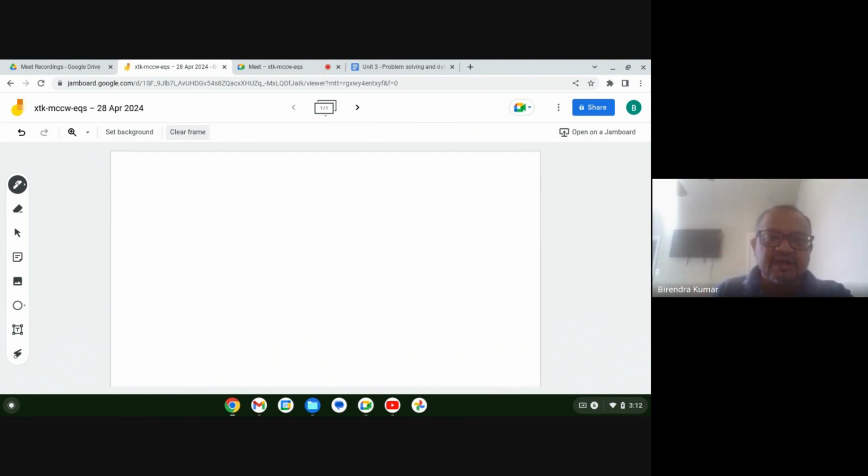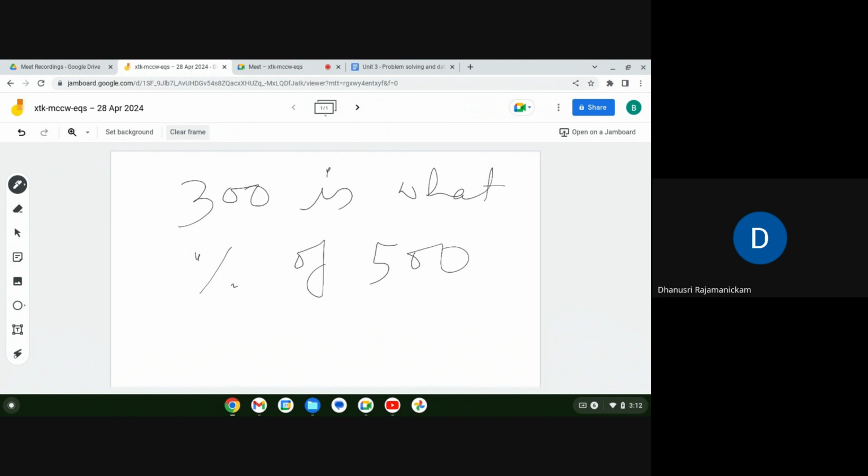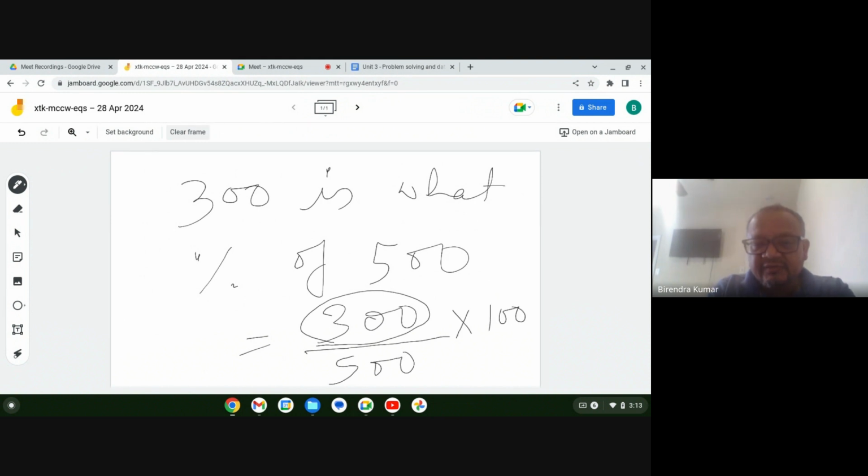Now, if I flip the question, 300 is what percentage of 500? How will you find that out? You would switch the ratios. So it would be 300 over 500 equals x over 100. Or you can simply put whatever is to be found as a percentage as the numerator: 300 by 500 into 100, and whatever you get, that is the percentage. That will be the percentage amount. Now let's do that. This is 60%.